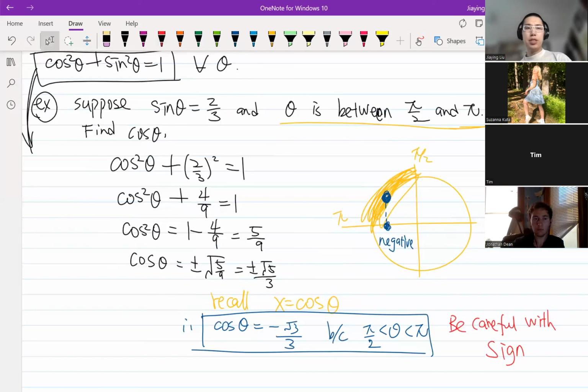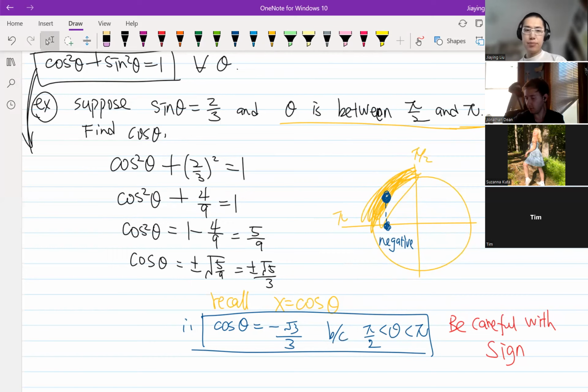All right, any questions on this? Is it negative root 3 over 3 or negative root 5 over 3? I'm so sorry, negative root 5 over 3. Thank you, good catch.